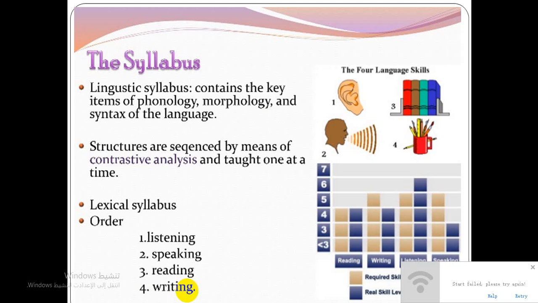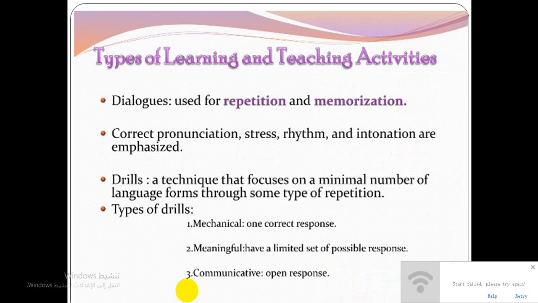but at more advanced levels, more complex reading and writing tasks may be introduced in this method. Types of learning and teaching activities: dialogues used for repetition and memorization, and correct pronunciation activities, where stress, rhythm, and intonation are emphasized. Drills are a technique that focuses on a minimal number of language forms through some type of repetition. Types of drills we have: mechanical, which has one correct response; meaningful, which has a limited set of possible responses; and communicative, which has an open response.